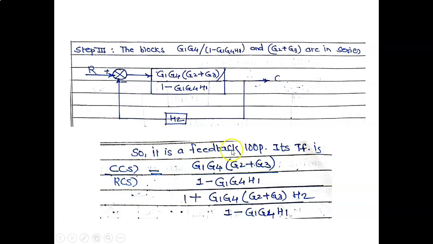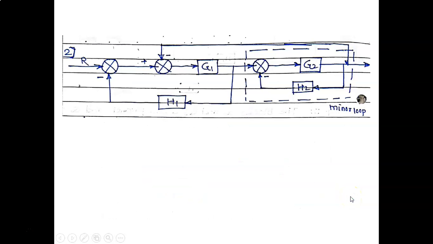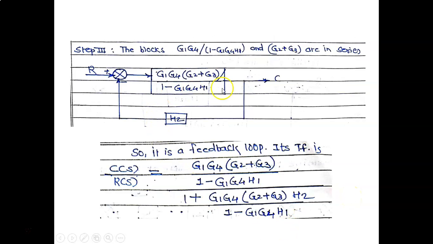Now, this is again a feedback loop. This is the minor feedback loop. Therefore, we will solve this minor feedback loop. Therefore, C(s) upon R(s) is equal to G1, G4 into G2 plus G3 divided by 1 minus G1, G4, H1, divided by, now here 1 plus is there. Why plus sign is there? Because here negative feedback is there. For negative feedback, we have to use here positive sign. Therefore, 1 plus G1, G4 into G2 plus G3 into H2 divided by 1 minus G1, G4, H1. This is the end of the problem.